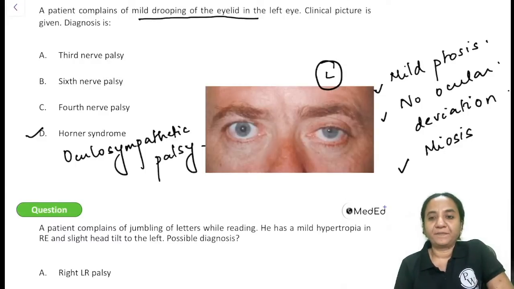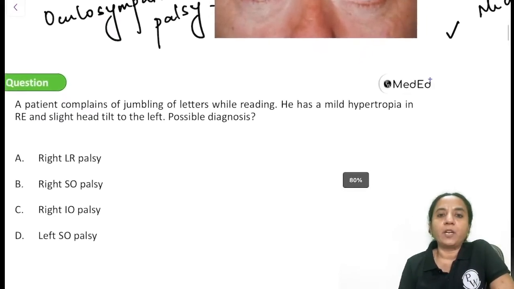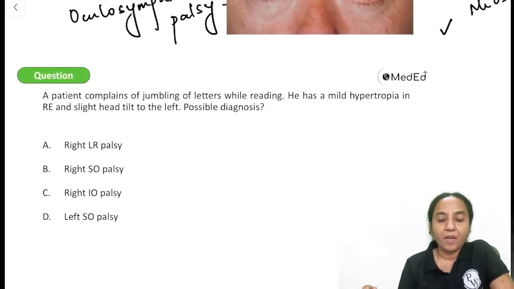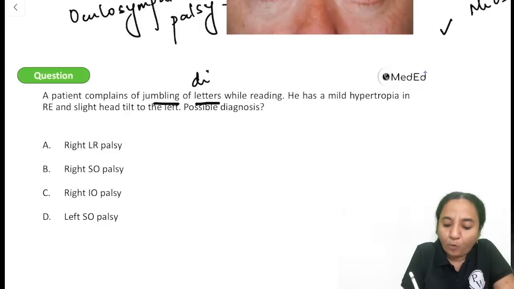Right? Let's go to the next question. The next question is this. A patient complains of jumbling of letters while reading. Now, jumbling of letters while reading basically means that there is diplopia in down gaze. This is another way of saying that the patient has diplopia in down gaze.